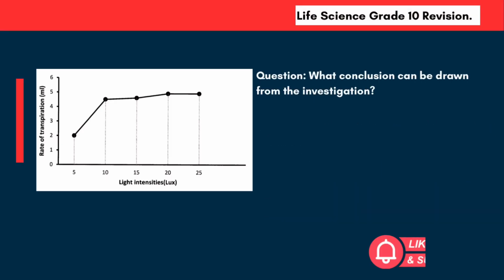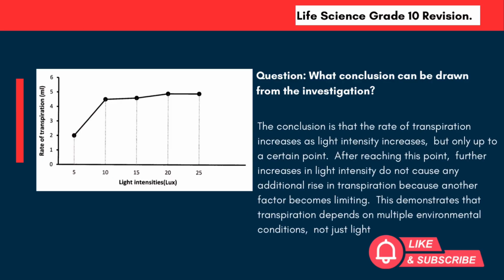Question: what conclusion can be drawn from the investigation? The conclusion is that the rate of transpiration increases as light intensity increases, but only up to a certain point. After reaching this point, further increases in light intensity do not cause any additional rise in transpiration because another factor becomes limiting. This demonstrates that transpiration depends on multiple environmental conditions, not just light.